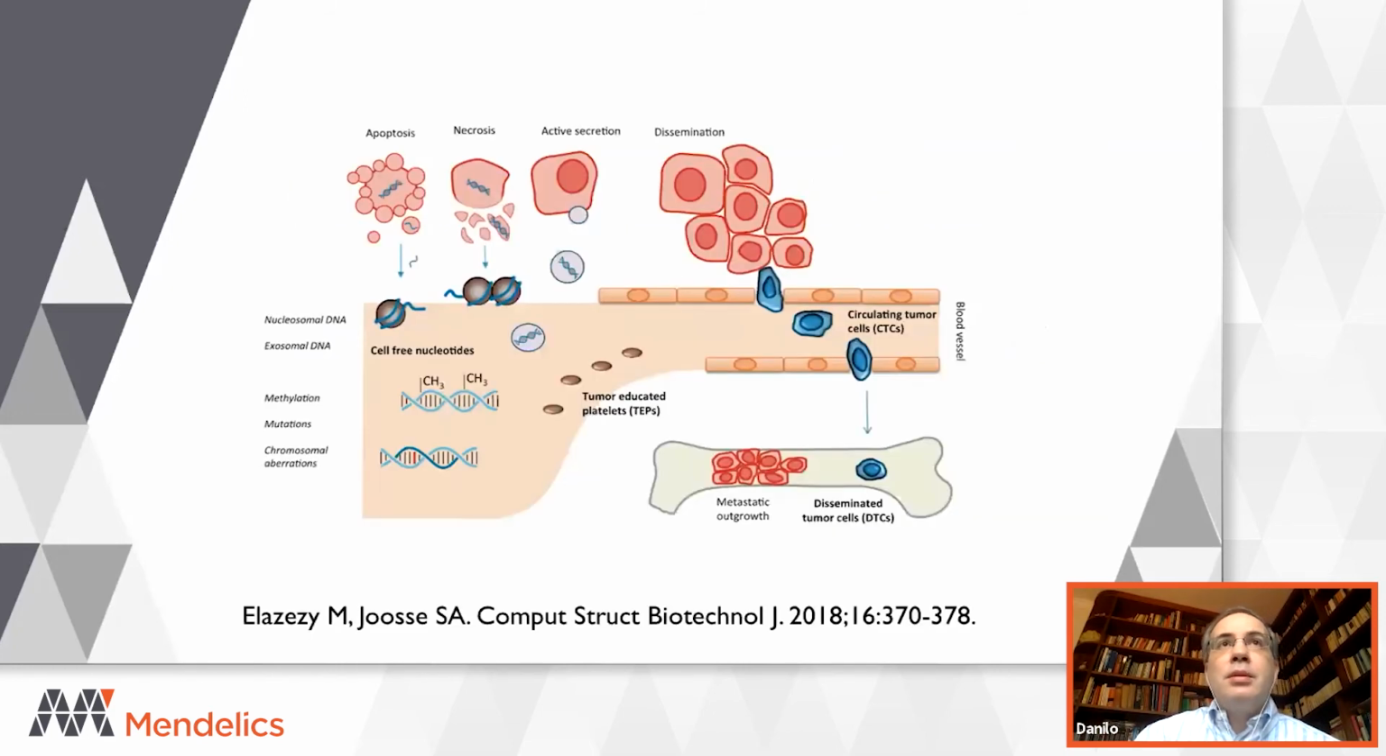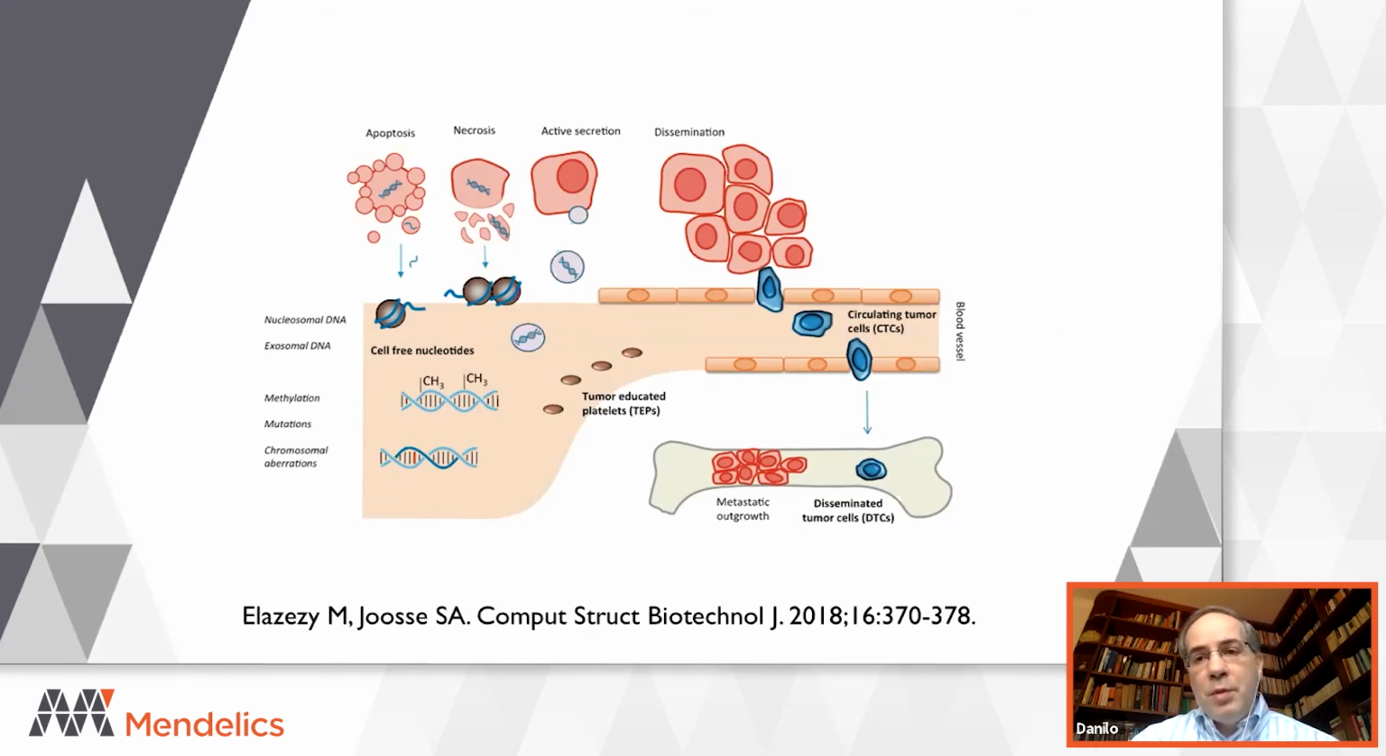And these three different sources come from different ways. So exosomal is a vesicle that is actively secreted by the cell. The nucleosomal DNA gives rise to the cell-free DNA that is circulating in the plasma. And we have the CTCs, the circulating tumor cells. These cells maybe are the ones that will give rise to metastatic disease.